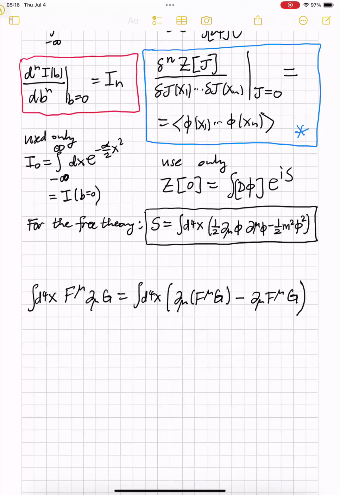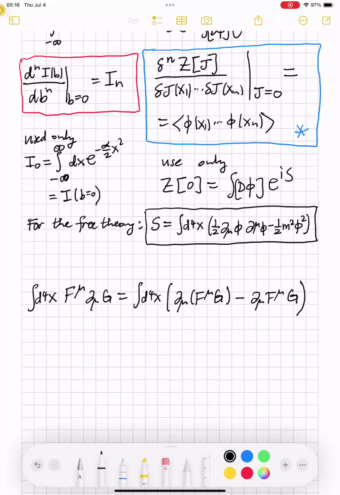The next thing that I want to do, again, something that you've seen me do many times, is to cross off this term over here. Why can I cross it off? You should immediately know, well, this is a boundary term. So that's a boundary term. And then what do we land up with? Well, we've got minus the integral d4x ∂_μ f^μ and then g.